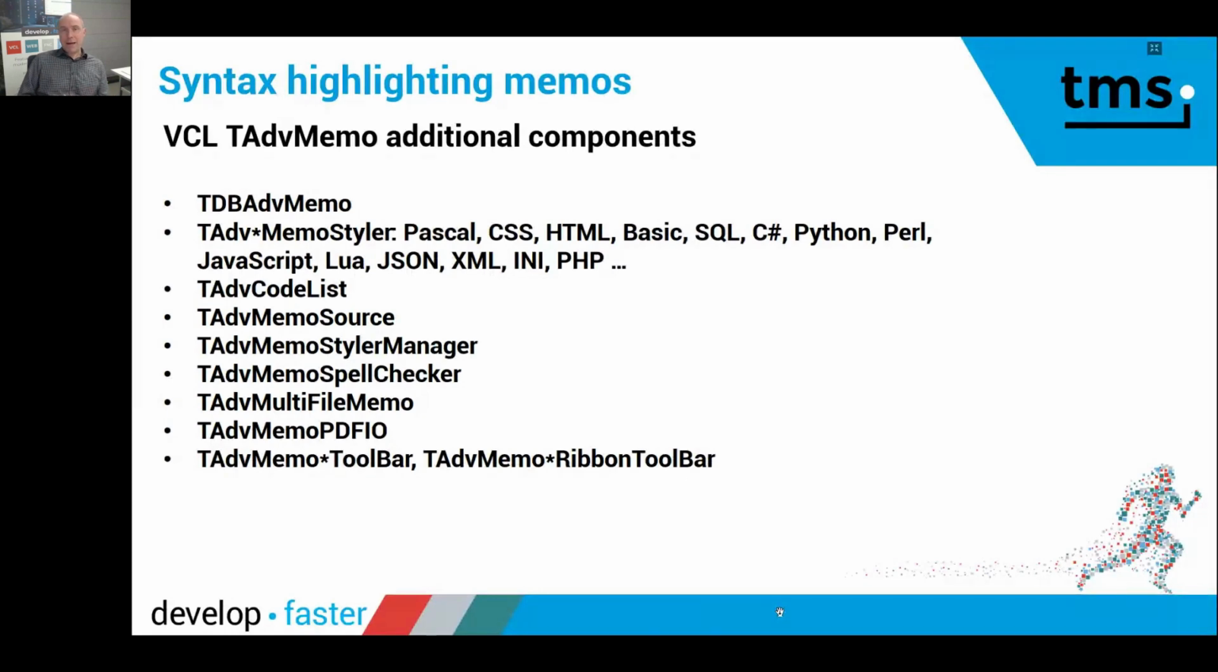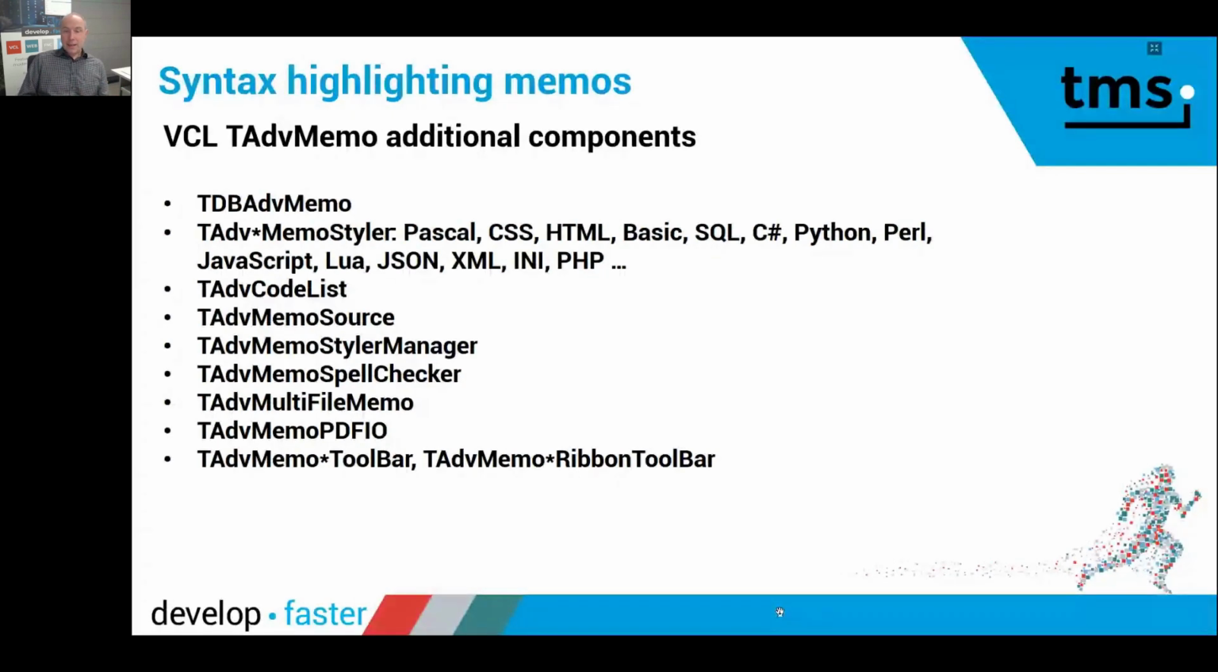The memo PDF IO is a non-visual component that allows you to export your code with syntax highlighting applied to a PDF file. Out of the box, we also have HTML export, so you can export your code also with syntax highlighting to an HTML file.